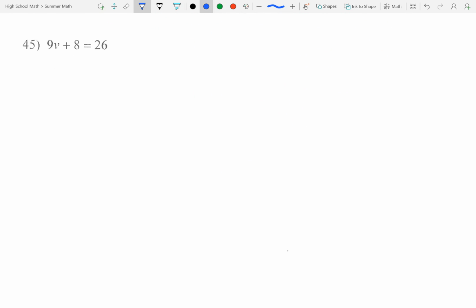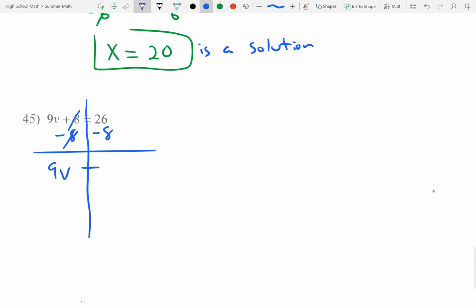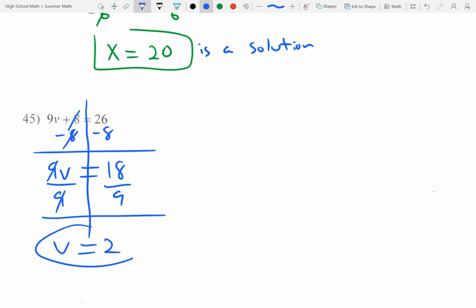One last problem. Solving for v, we will begin by undoing this plus 8 by subtracting 8 from both sides. Whatever we do to one side, we do to the other. 8 subtracts 8 to leave 9v. 26 subtract 8 will be 18. Dividing both sides by 9, 9 divides 9 to leave v. 18 divided by 9 is 2. We think v is 2. I could substitute this back in. Let's do it in our head. 9 times 2 is 18, plus 8 is 26. So v equals 2 is a solution.